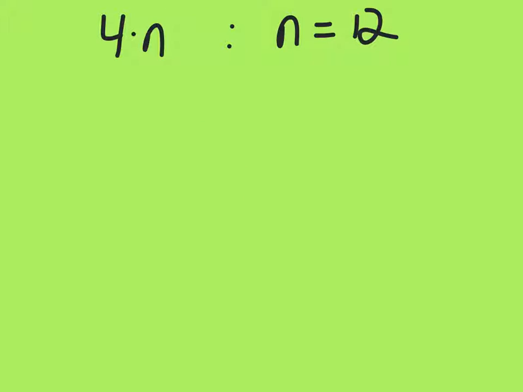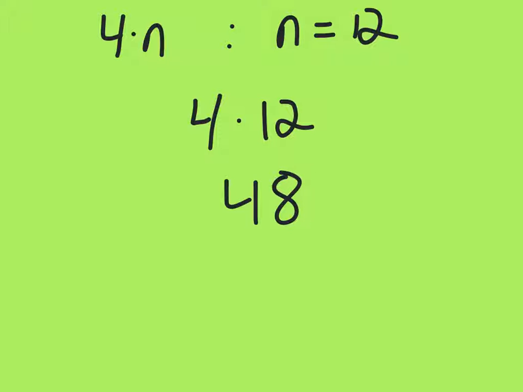Example number B is the same issue. It wants you to evaluate 4 times n, and then it tells you that n equals 12. So wherever you see an n, you're going to substitute that n, and in its place, you're going to put the 12. So you're looking at 4 times 12. 4 times 12 is 48. So this algebraic expression is 48 when n equals 12.